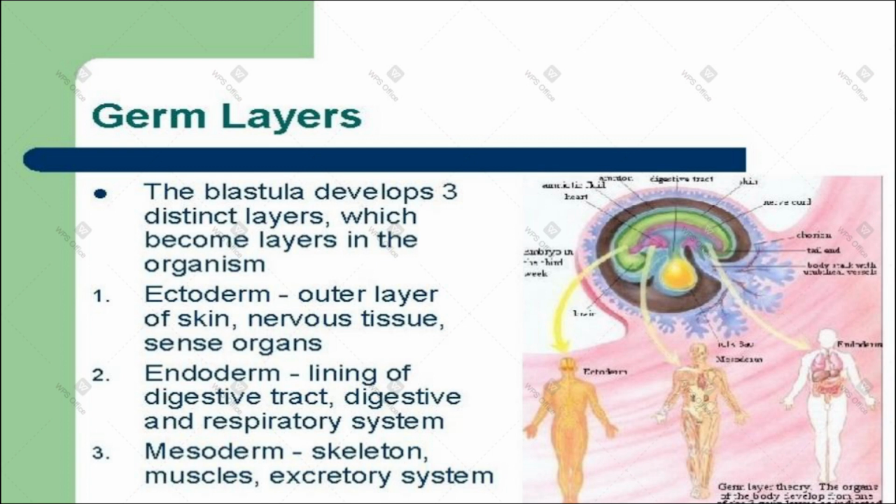From the ectoderm, the future organs that develop are the skin, nervous tissue, and sense organs. From the endoderm, the digestive tract arises, and the respiratory system also arises. From the mesoderm, it is basically the skeleton, the muscles, and the excretory system.